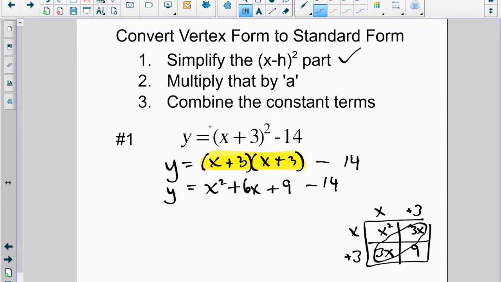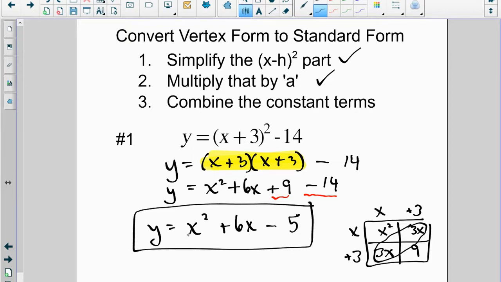Next it says to multiply by a, but you'll notice there wasn't a value in front there. That's basically just a 1. And since anything times 1 is itself, that's already done. Next, we combine the constant terms. So that's our terms that have just a number and no variable attached to it. And that's going to give us y equals, we bring down the x squared, we bring down the plus 6x, and we add together the constant terms, 9 and negative 14, or 9 minus 14, we get negative 5. So our equation in standard form is y equals x squared plus 6x minus 5.